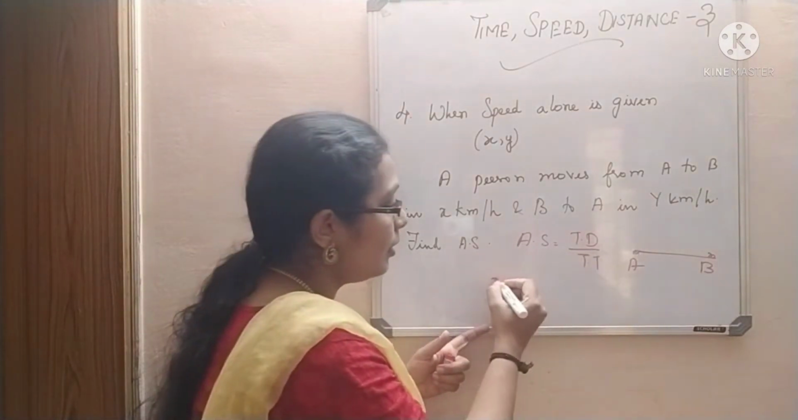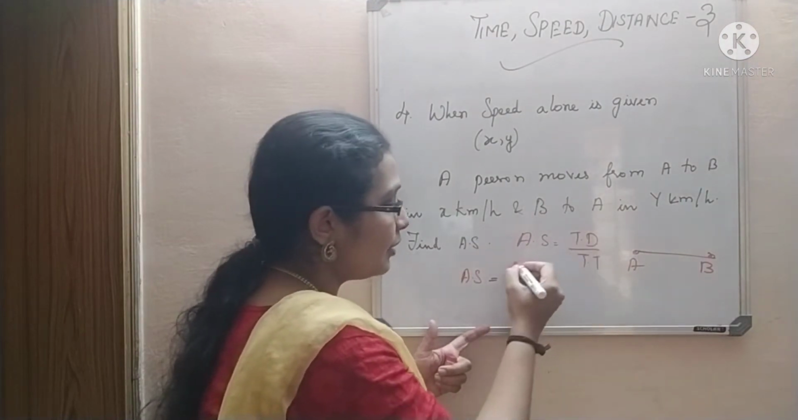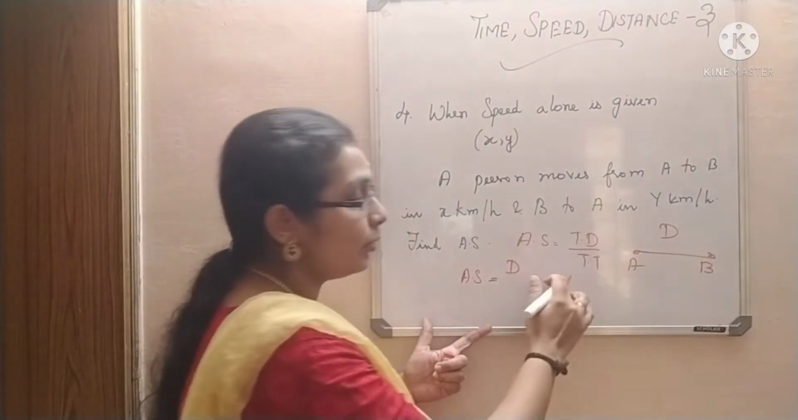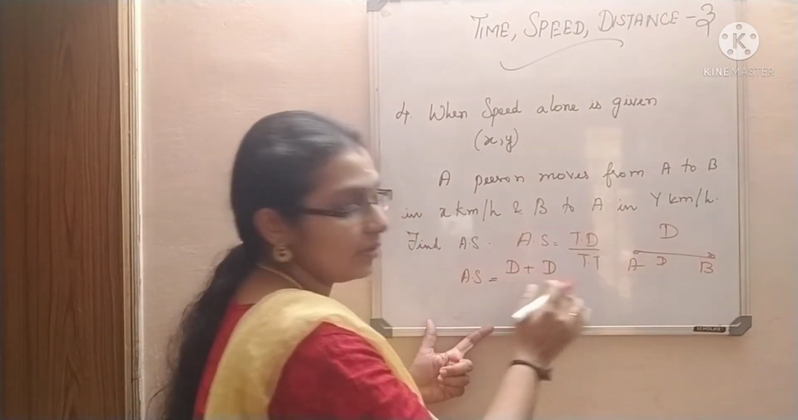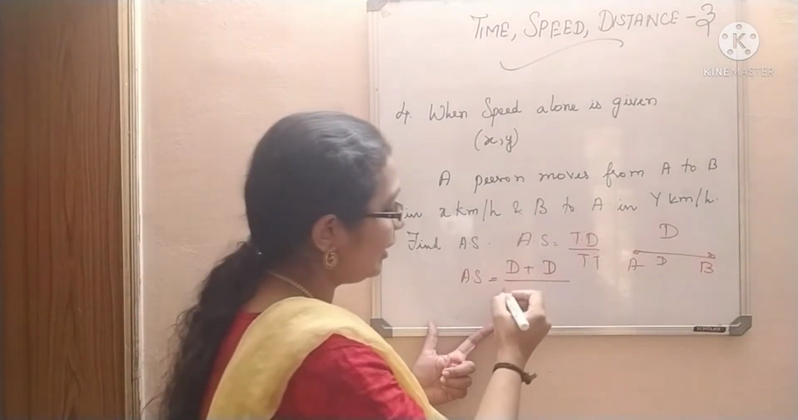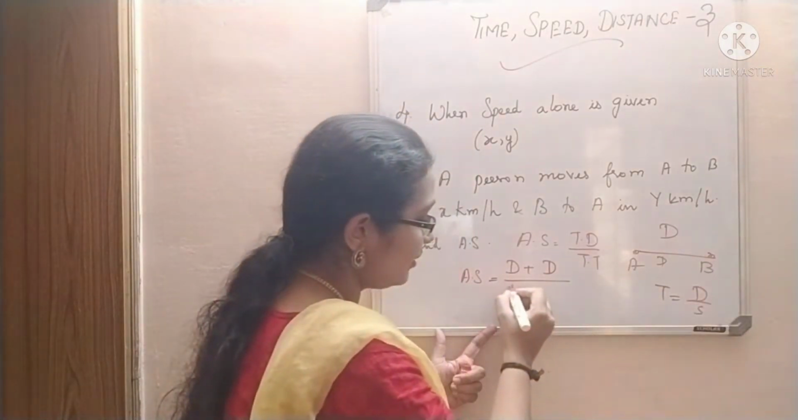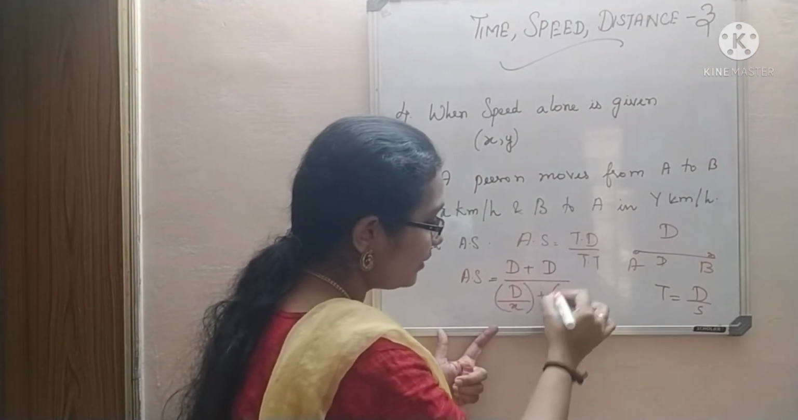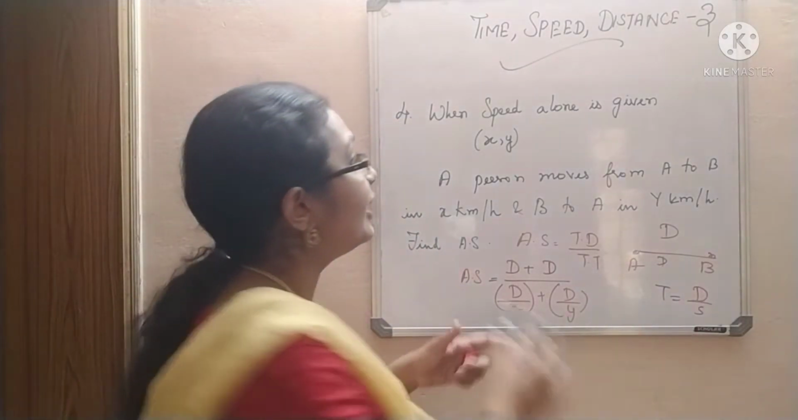Okay, so how will we derive the average speed? Average speed is equal to distance by time. Let us consider the distance to be d. First he is going d distance, and while coming back also he is covering the same distance, right? So d plus d divided by time. How will we derive time? Time is equal to distance by speed. So it is d divided by x plus d by y. Clear? So I'll derive it here.